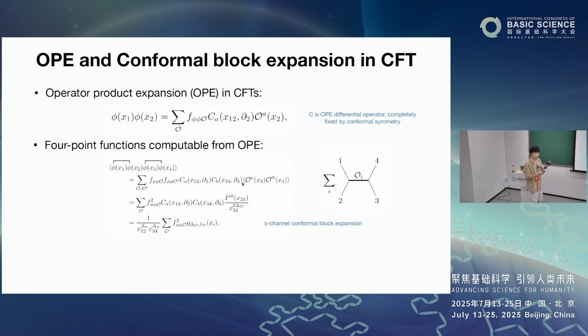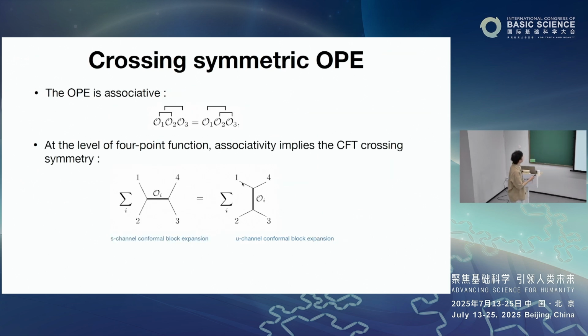So by performing the OPE in different ways, we will get different expansions. And one important thing is, we just expand the same conformal correlator in different ways, right? So they must be equal to each other because they are the same conformal correlator. We just expanded it in different ways. That's all. This is the so-called crossing symmetry or crossing equations in CFT, which is the foundation of the modern conformal bootstrap program.